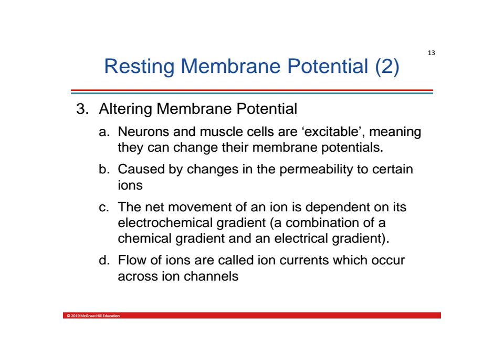So for example, there's a net movement of ion. The net movement of an ion is dependent on its electrochemical gradient. So this is a combination of a chemical gradient and an electrical gradient. So let's talk about some ions. For example, potassium is positive. There's a higher concentration of potassium within a cell than outside of the cell. So if you just looked at this chemical gradient, potassium would tend to flow from inside to outside.